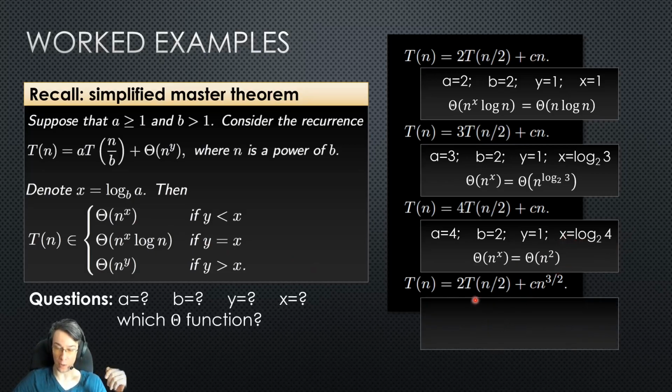Okay, this final one, a is 2, b is 2, and for y, finally we have something different. We have 3/2, not 1 as it's been in all these cases. And then x is log base b of a, log base 2 of 2, which is 1. So x is 1, y is greater than x, so in this case n to the y. So we're going to end up with theta n to the y, which is theta n to the 3/2. Okay, so that's our worked examples.